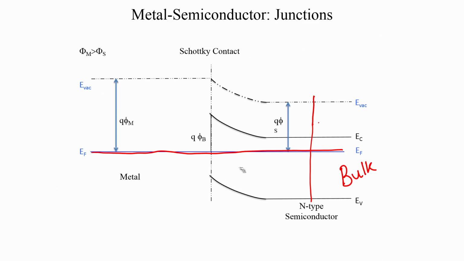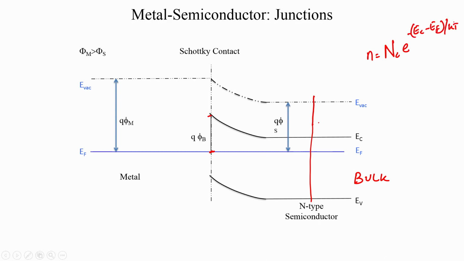Since the semiconductor gave up electrons to the metal, the conduction band has to move away from the Fermi level near the interface. This region of the semiconductor has lost a lot of electrons, and therefore the conduction band edge at this region moves away from the Fermi level. Since n is equal to N_C e to the power minus (E_C minus E_F) by kT, when n goes down, this term has to increase because of the negative sign. So E_C minus E_F has to increase, and therefore the conduction band bends away from the Fermi level.